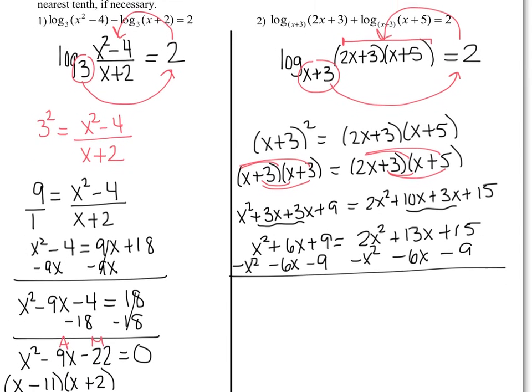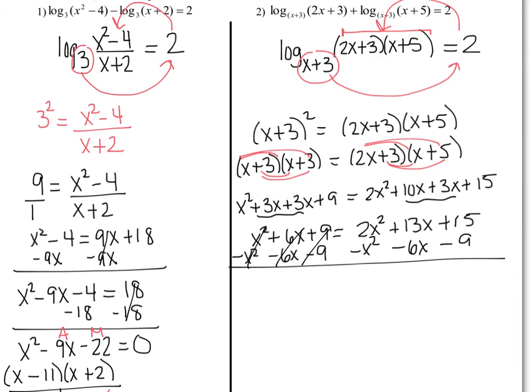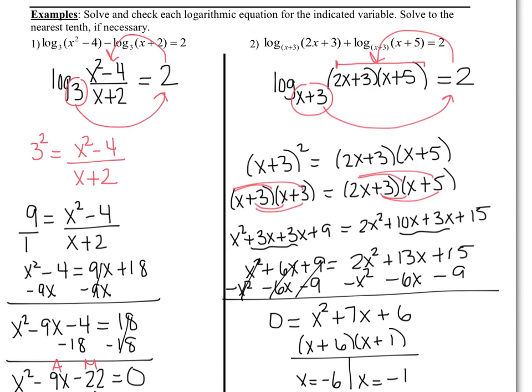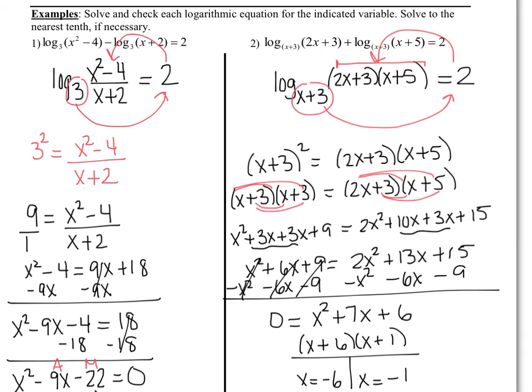So we should have gotten, these will all cancel to 0, x squared plus 7x plus 6, sorry. And if we factor this using AM, you should have gotten x plus 6, x plus 1. And when you do your T-chart, you should have gotten x equals negative 6 and x equals negative 1. Okay, take a minute, pause it, fix your algebra, and now let's check.